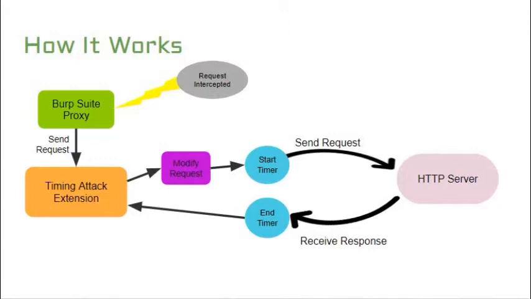The extension will do this for each modification of the request and then return the result, the time it took to receive a response. To reduce variation and get a more accurate result, the user can tell the extension to repeat this process a given number of times for each request and then average the results.